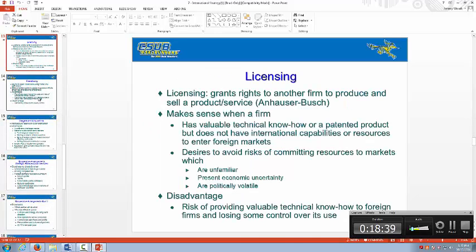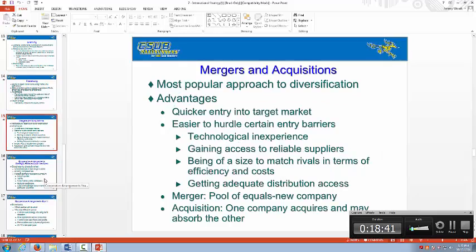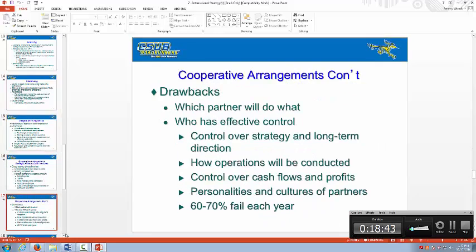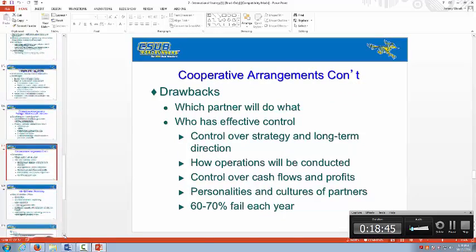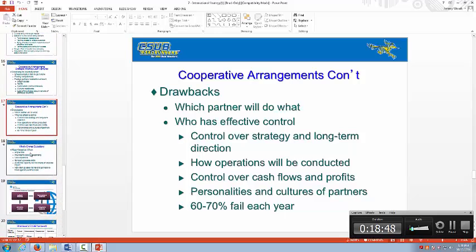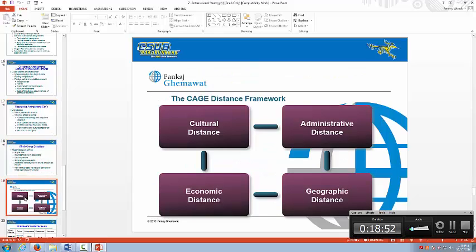The slides here on the details about licensing, franchising, mergers and acquisitions, be familiar with the differences between these different types of entry modes. There will not be anything in the exam about this CAGE distance framework, so that'll be important for the final, but not for the exam next week. And that's actually everything that's in the exam. I've covered what you need to know.